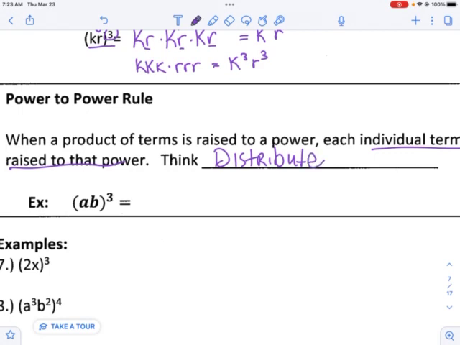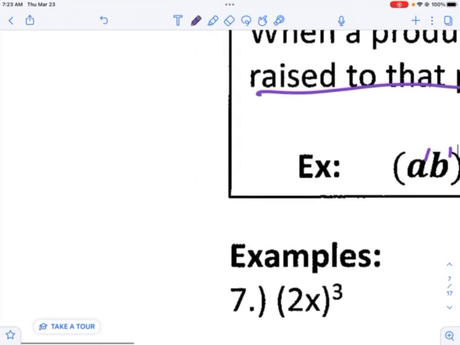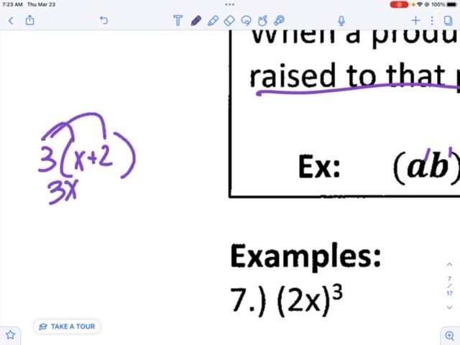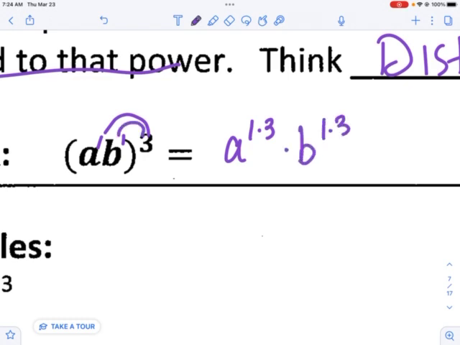So I take a look at my example. I have the quantity ab raised to the power of 3. Now I can go ahead in there and put exponents of 1 on the a and the b. And so I can think distribute. We know using the distributive property, if we had 3 times x plus 2, we would multiply, right? So 3x plus 6. So think distribute, which means multiplication. So I can distribute the 3 to the 1 exponent for the a and also for the b.